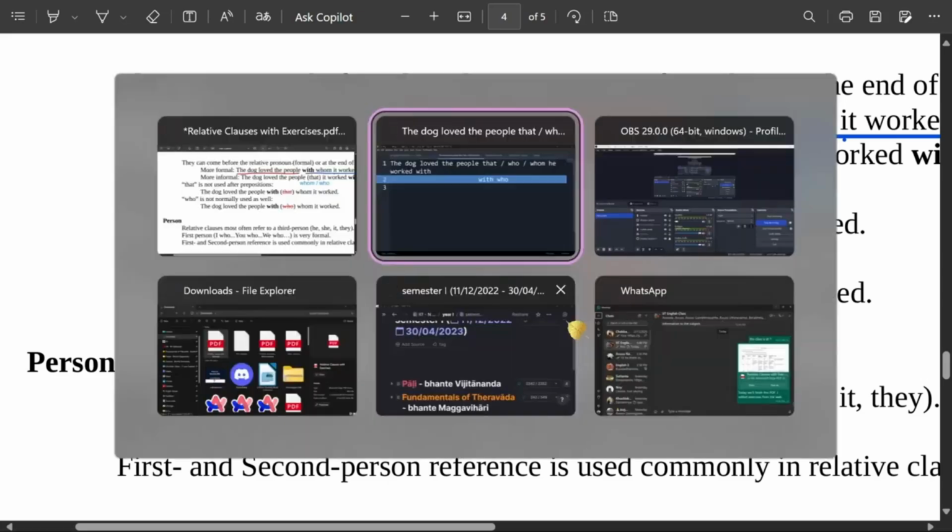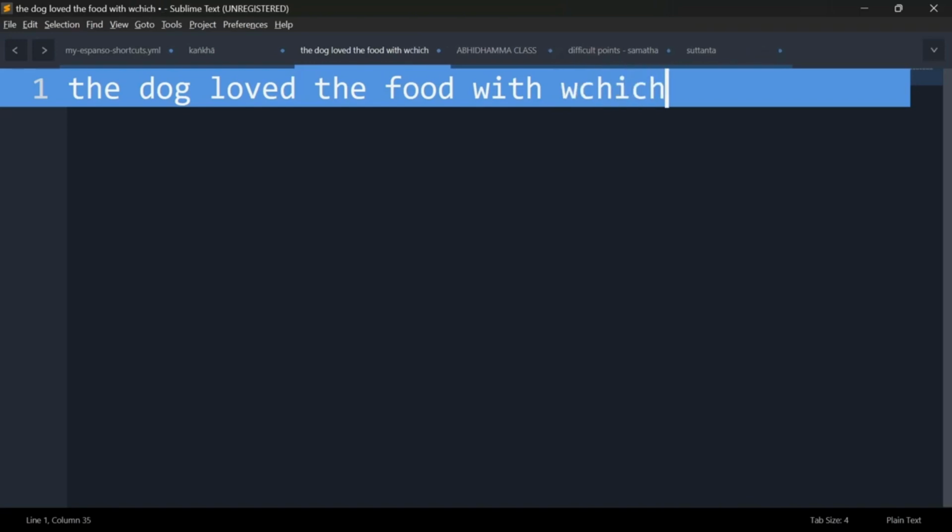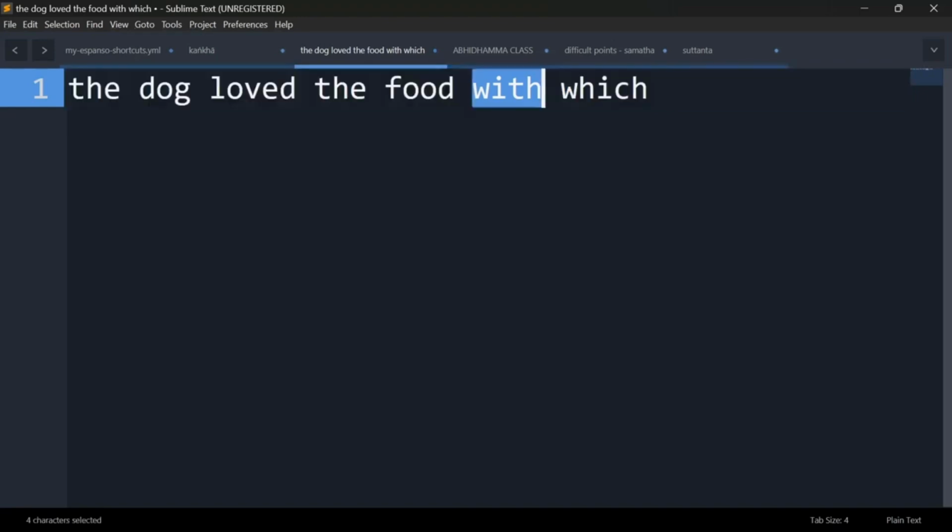Now, not the people, not beings, for example: the dog loved the food. The food with what relative pronoun can I use now? You cannot use that after a preposition. It must be a relative pronoun. Which, yes. With which. If you put with, you cannot put that. Only in a different order.